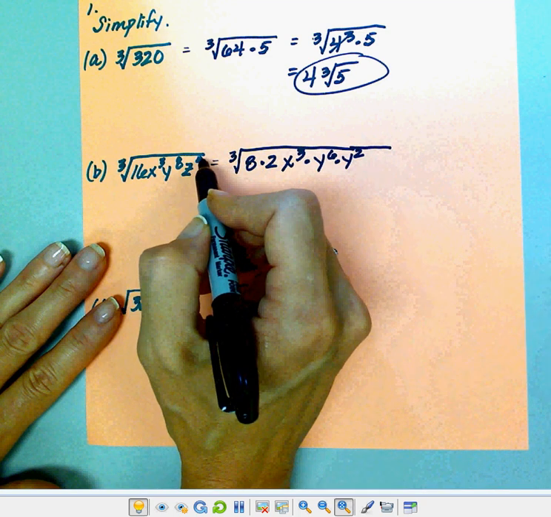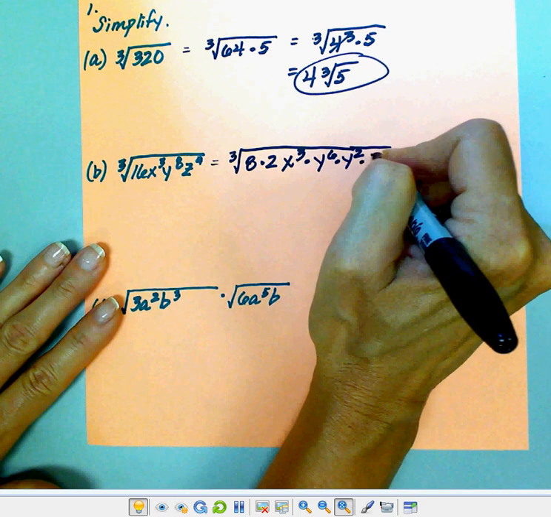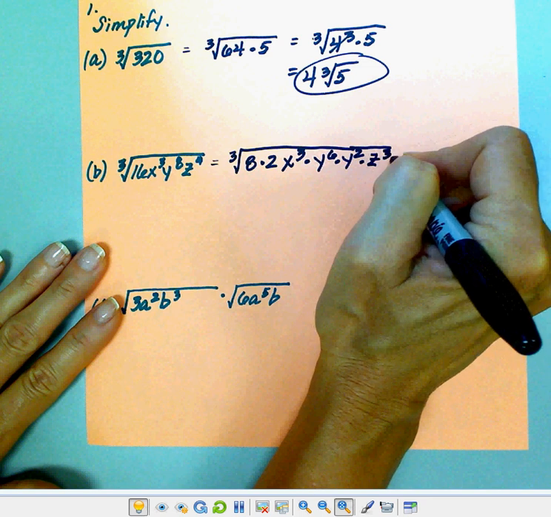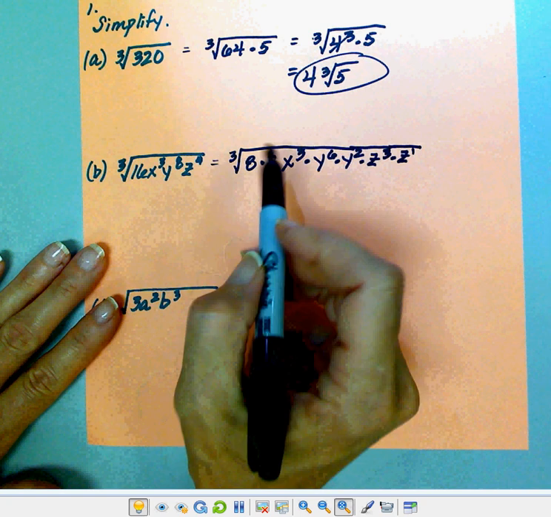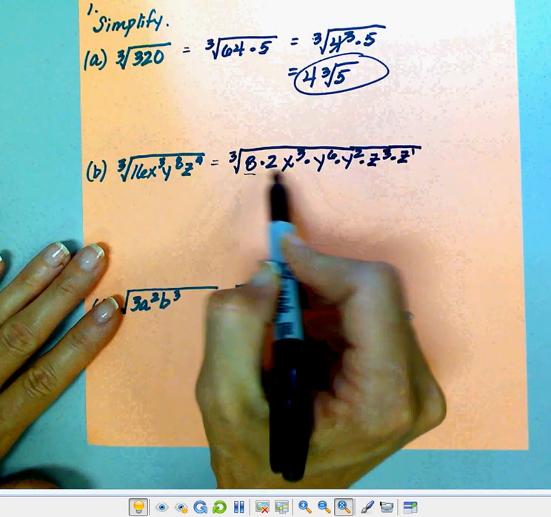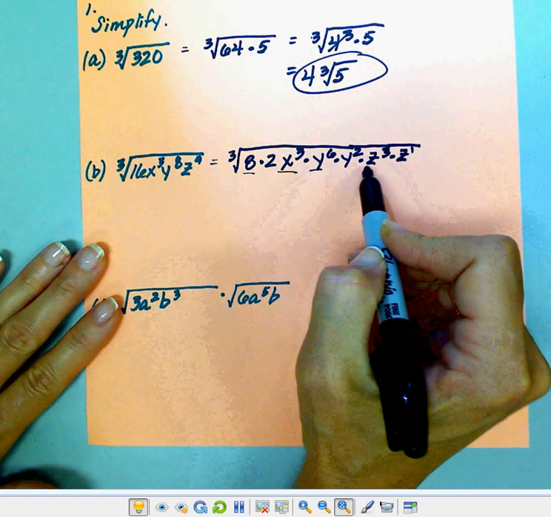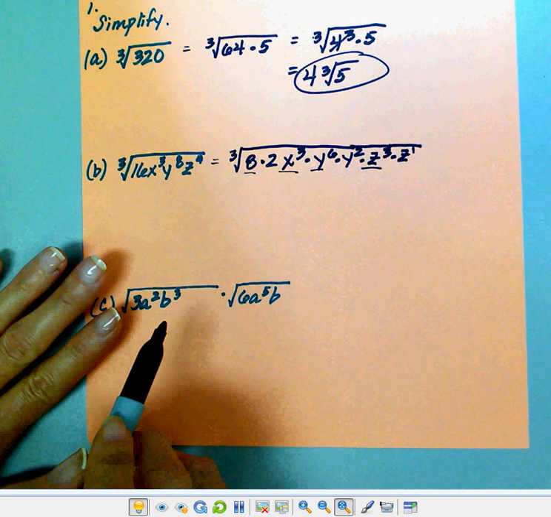And z to the 4th is not a perfect cube, but it does contain a perfect cube because I can rewrite z to the 4th as z cubed times z to the 1st. So I've created all my perfect cubes. And now I'm going to simplify the cube root of all of those.